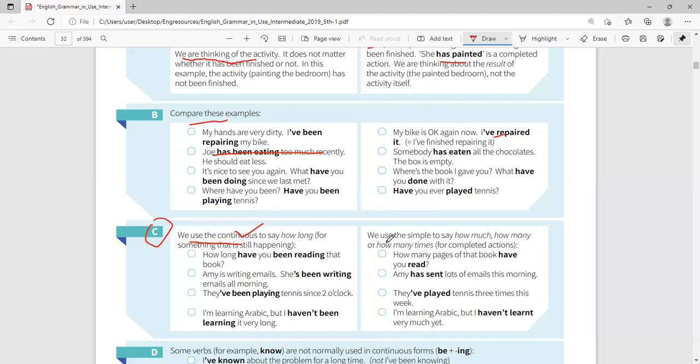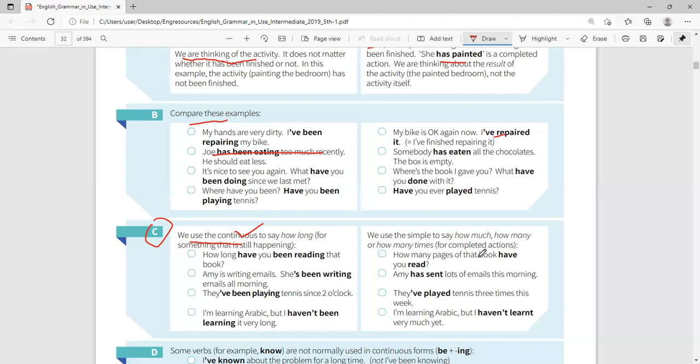What about the present perfect only, not the present perfect continuous? Use the simple to say how much, how many, or how many times, completed actions. How many pages of that book have you read? Not the whole book, but how many have you completed? So present perfect is more about how many are completed. I have read 10 books this week. From Monday up to now, the total is 10 books.